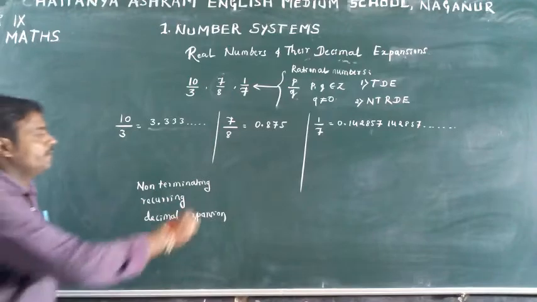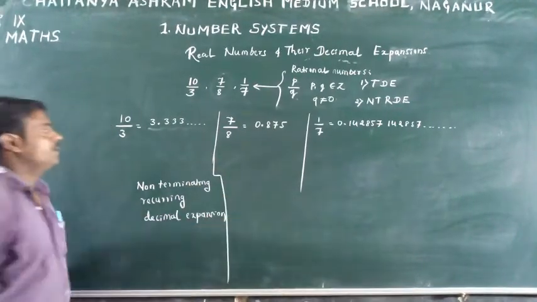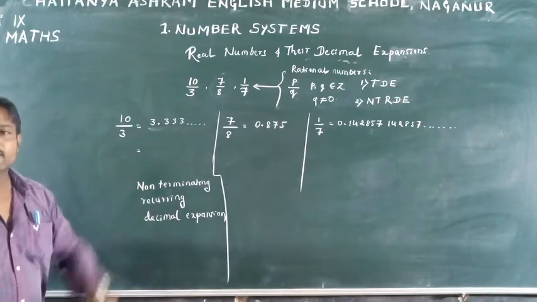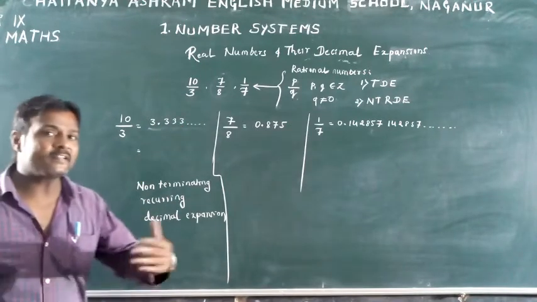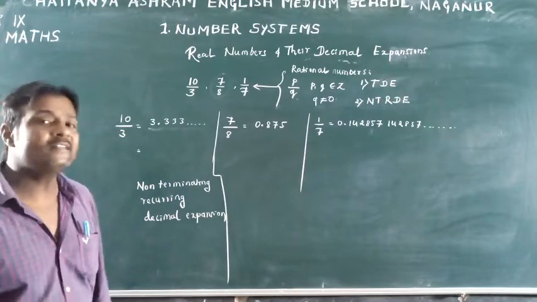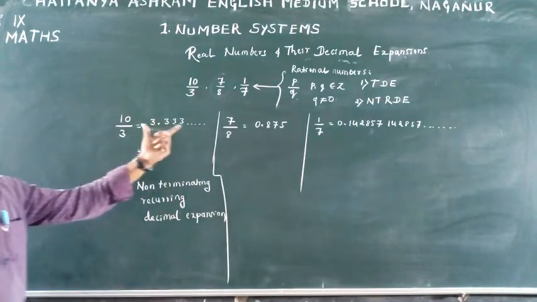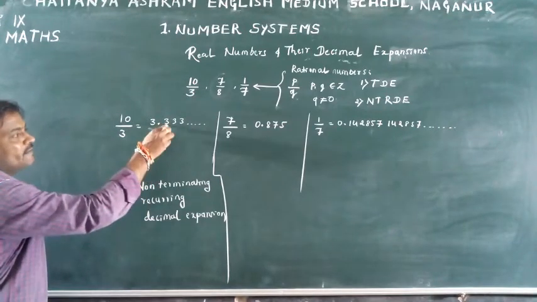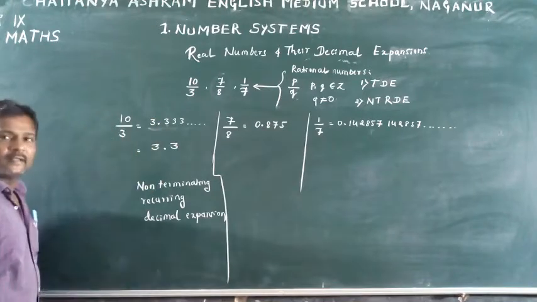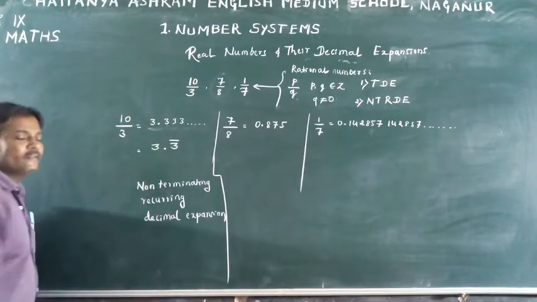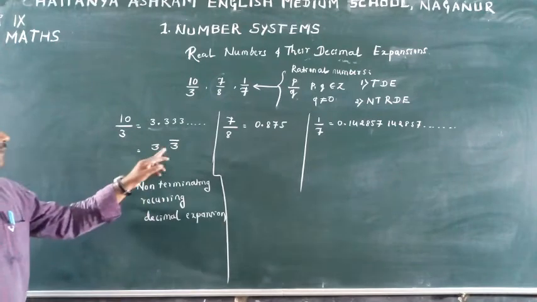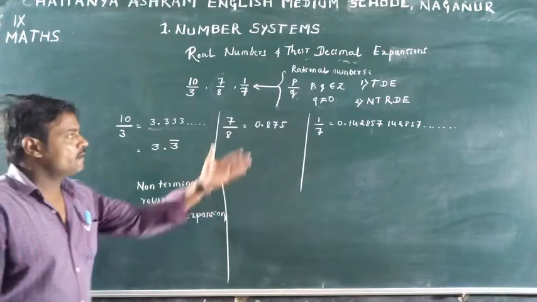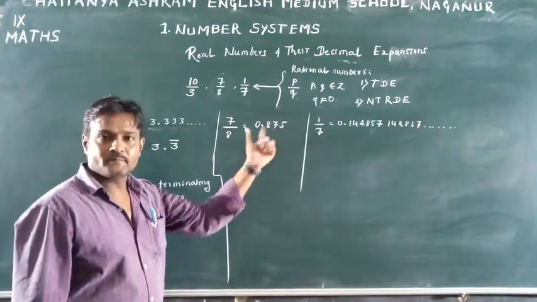Then see this one. This we can write. How many digits are repeating? Think, how many digits are repeating? Only one digit. Which is that digit? 3. So how to write this in short form? That is 3 point, and the digit 3 is repeating. Write that 3 and write a bar over that repeating digit. 3.3 bar means the digit 3 keeps repeating. Okay?